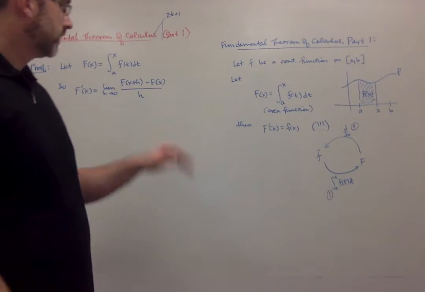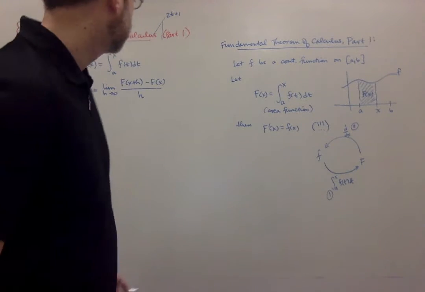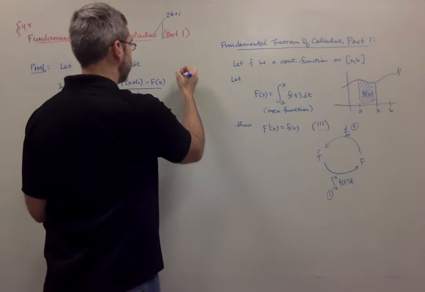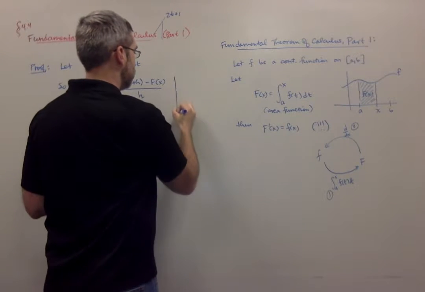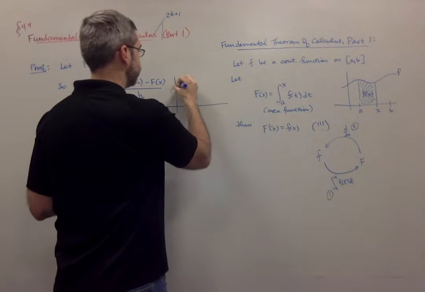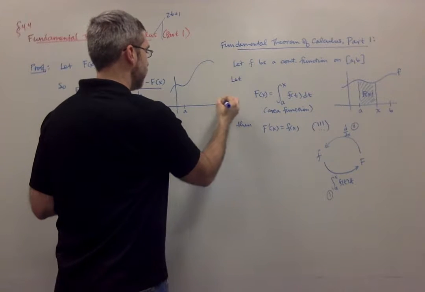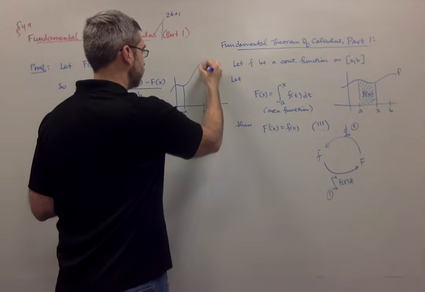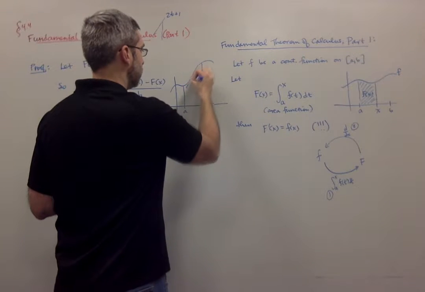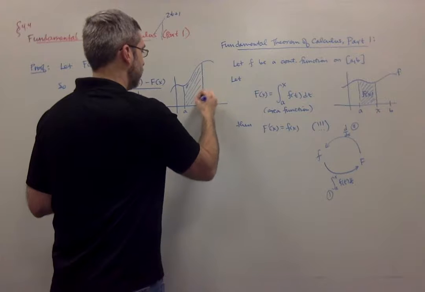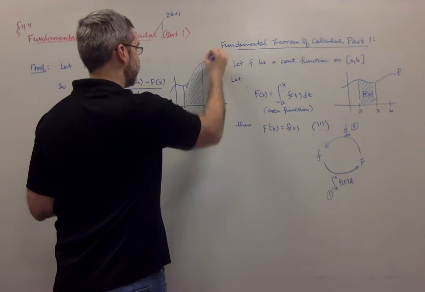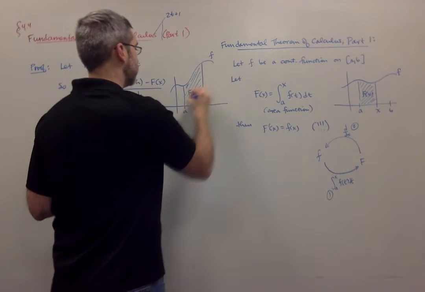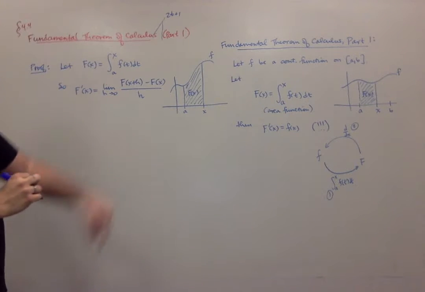So let me actually draw this. I want to keep that statement for a second. So let me do my best to draw this in here. Okay, here's A, and here's X. And this area right here, this is little f, this is capital F of X. Okay, the area from A to X.